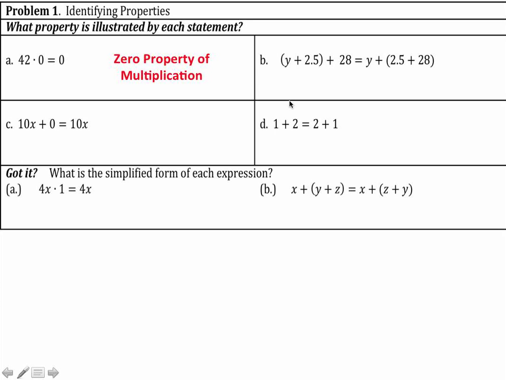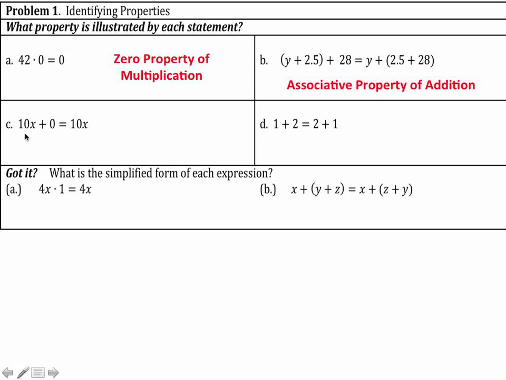If you look at B, notice what's going on here. There's a grouping symbol around here. They have not changed the order around. Notice y plus 2.5 plus 28. This is still y plus 2.5 plus 28. The only thing that's changed is the grouping symbol, the parentheses. Remember, grouping is the association. So that's the associative property, and since I'm doing addition, associative property of addition.